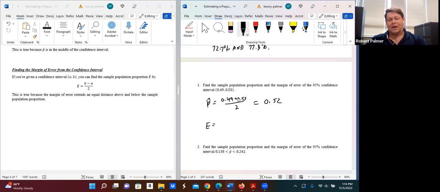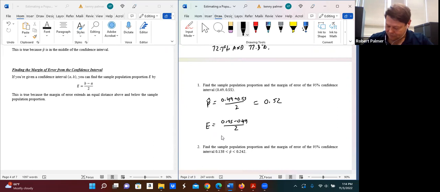And so do B minus A. So the upper bound minus the lower bound. So 0.55 minus 0.49 divided by 2. And let's do that. And that is going to be 0.03. So that's actually our margin of error.